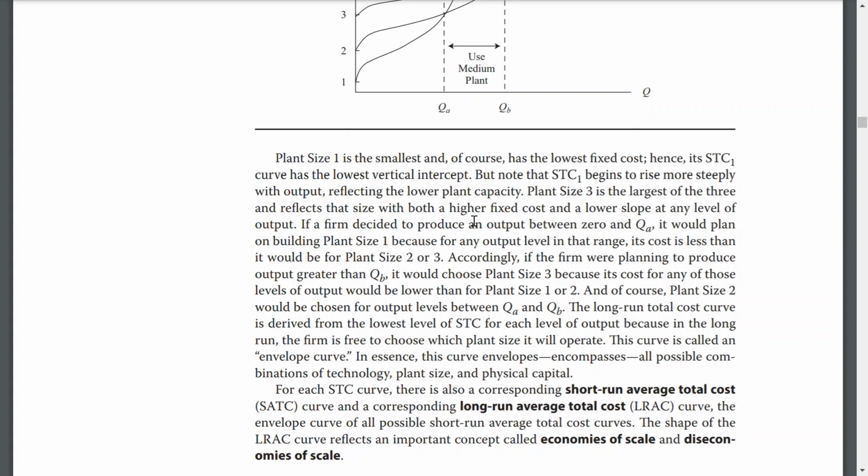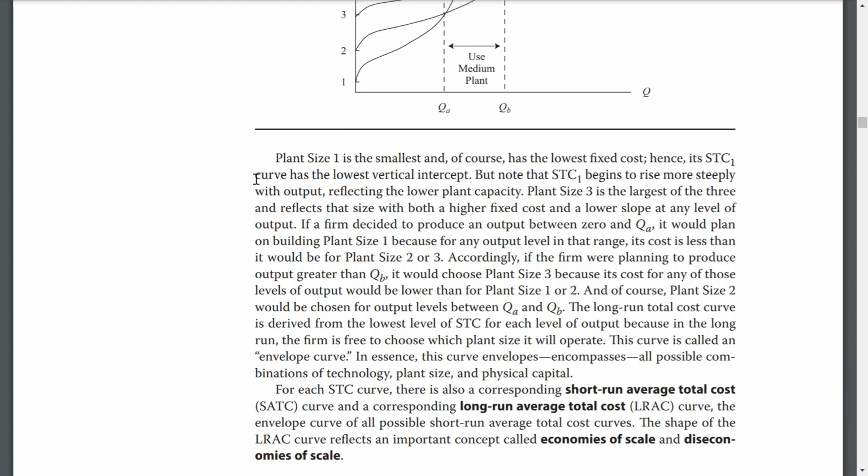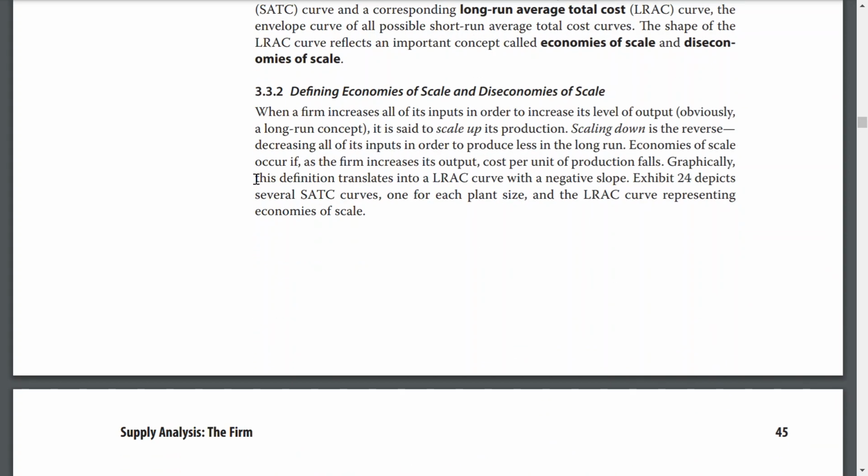Anyways, plant size 1 is the smallest and of course has the lowest fixed cost, hence the STC1 curve has the lowest vertical intercept. But note that STC1 begins to rise more steeply with output, reflecting a lower plant capacity. Plant 3, so this is just illustrating it. Definitions defining economies of scale and diseconomies of scale. We literally talked all about these in our previous video, so you have to just go look back on my channel and look at the previous videos and you'll see it.